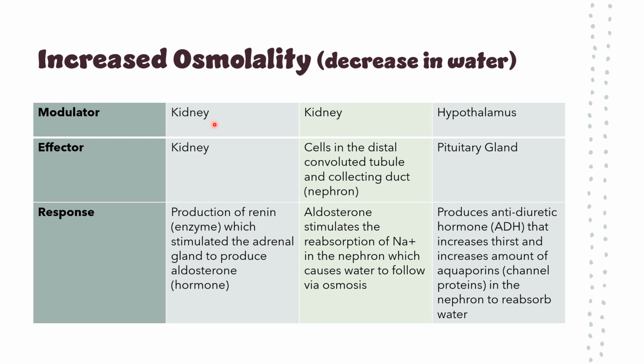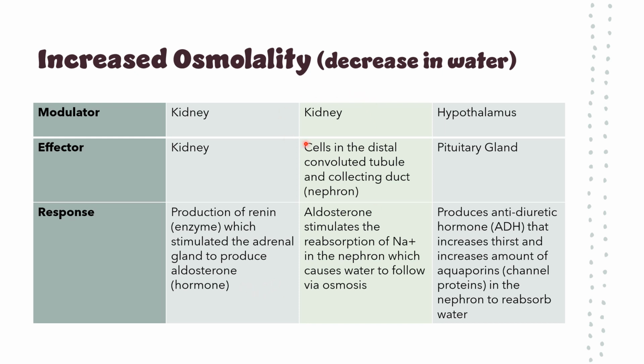So, to recap, the kidney detects, a message is sent to the kidney, which is a modulator. It compares it to the normal range, sends a signal to itself to produce a response. An enzyme called renin is produced, which acts on the adrenal gland, which then produces aldosterone.